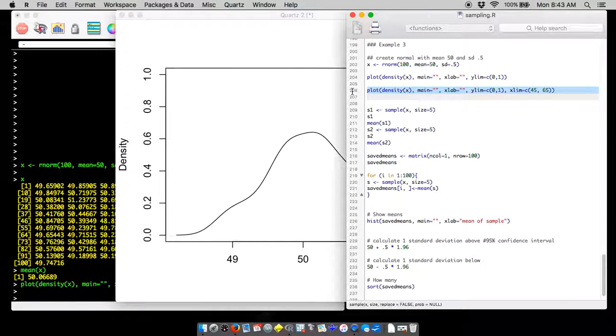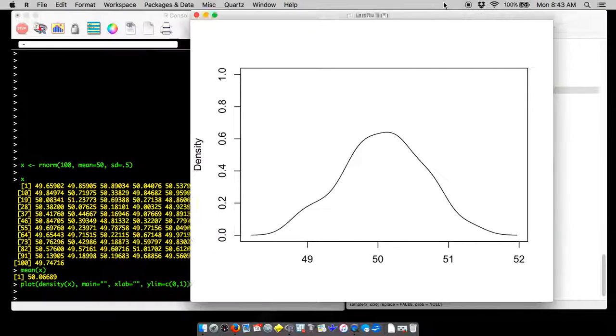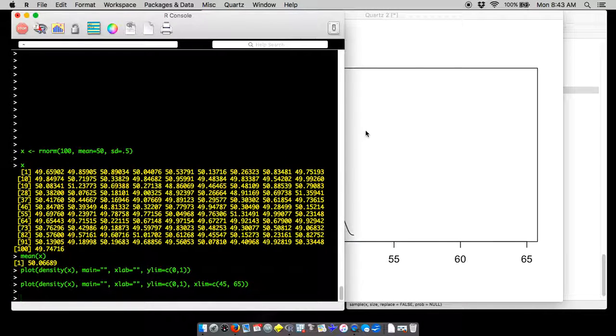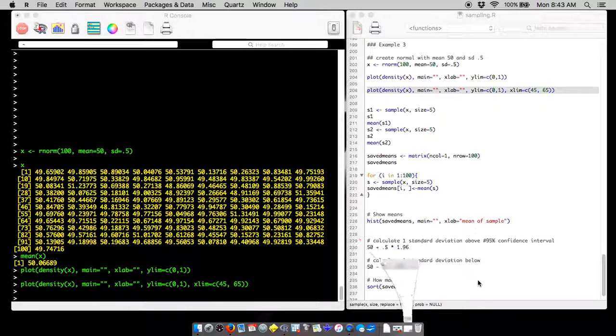We could plot this a little differently if you're saying, well, this looks like there's a lot of variation here. If we plot it and change the x-axis scale to 45 to 65, we can see that this distribution becomes much more narrow. The mean is still around 50. The variation is still exactly the same, standard deviation of 0.5, but just by changing the scale, you get a little different picture of what the data looks like.